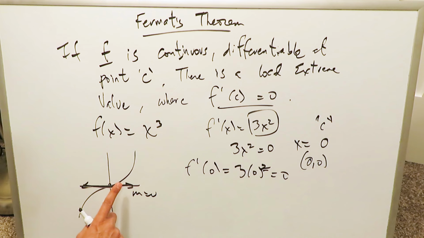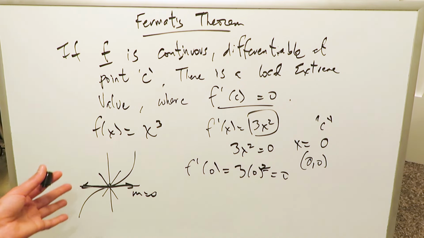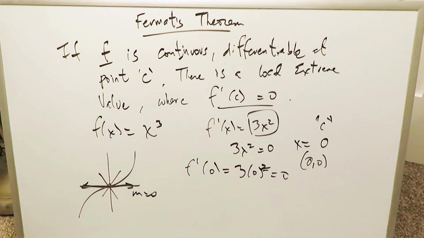We have a continuous function, a differentiable function. We end up seeing a slope here of a tangent line to be 0, but we don't see an extreme value, a local extreme value. In this particular case, Fermat's theorem does not hold true. We have a horizontal tangent line, slope 0, but we don't have a local minimum or local maximum. We just don't see it.